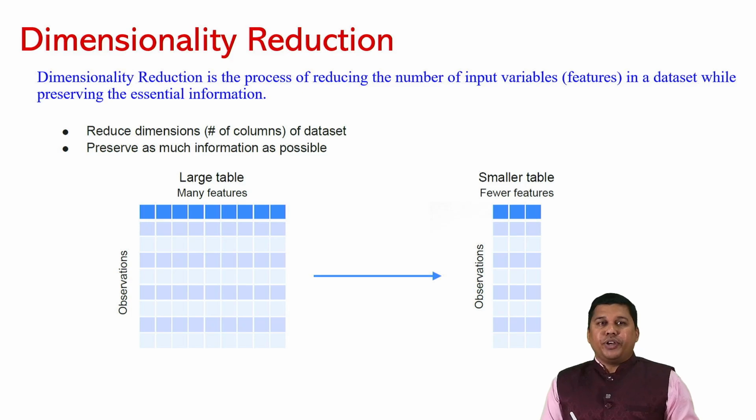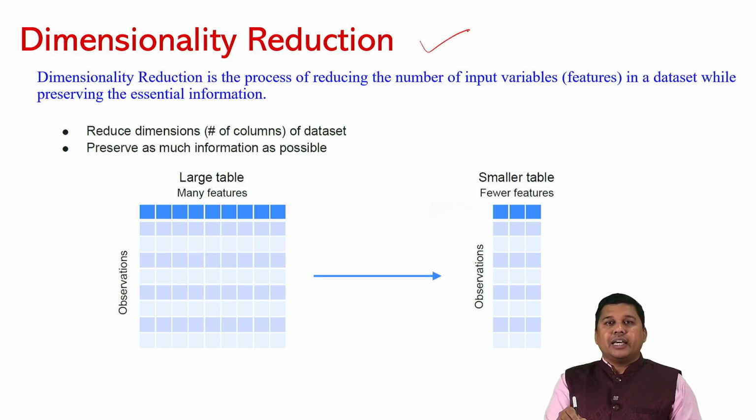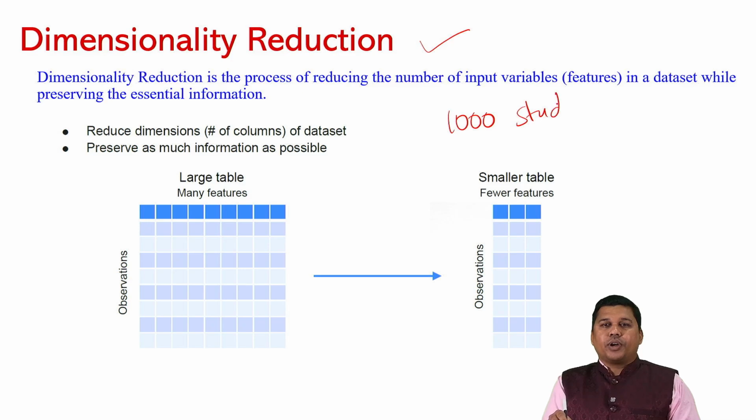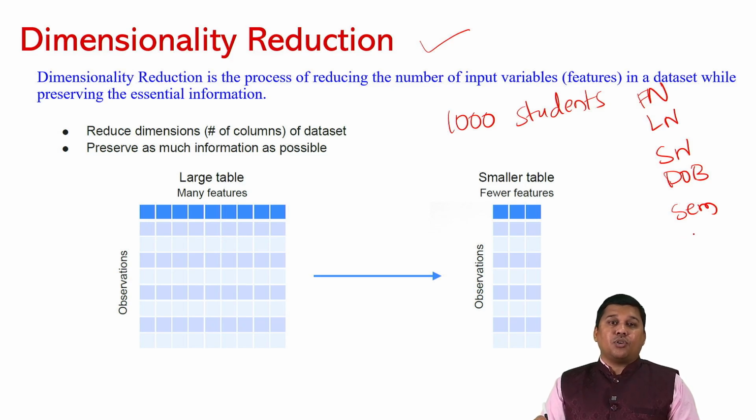So, in that case we have to apply one important concept called dimensionality reduction. So, what is this dimensionality reduction? Dimensionality reduction is the process of reducing the number of input variables in a data set while preserving the essential information. So, when I have the data of students, let us say I have data of some 1000 students, and for those 1000 students, I have their first name, their last name, their surname, let us say date of birth, the semester they are studying, what marks they have got in subjects and so on.